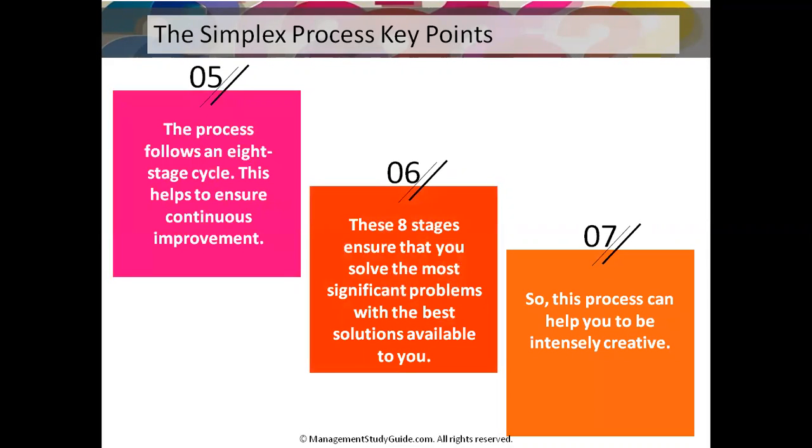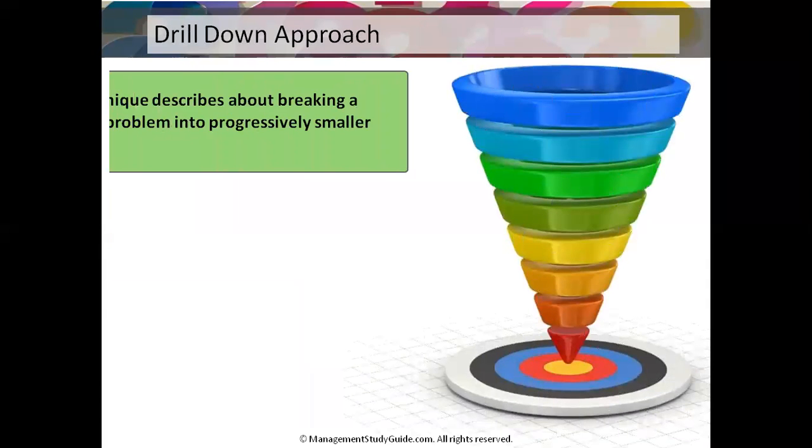Wrong number. The process follows an 8 stage cycle. This helps to ensure continuous improvement. These 8 stages ensure that you solve the most significant problems with the best solutions available to you. So this process can help you to be intensely creative.